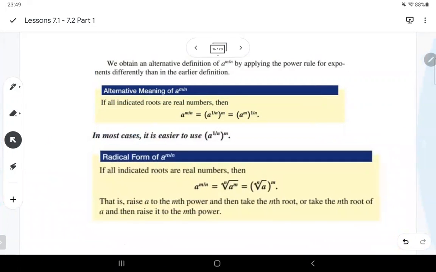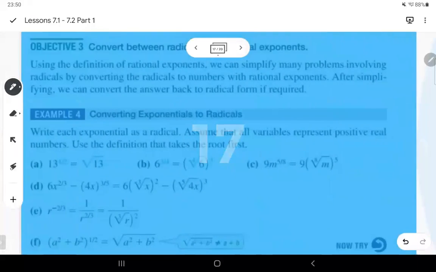Okay, so let's look at these. We obtain an alternative definition of a to the m/n by applying the power rule for exponents differently than the earlier definition. So a to the m/n would become a to the 1/n raised to the m, or we can take a to the m and raise it to the 1/n. In most cases, it is easier to use the first one as opposed to the second one. And if all indicated roots are real numbers, then we can do this. That is, raise a to the m power and then take the nth root, or take the nth root of a and then raise it to the mth power.